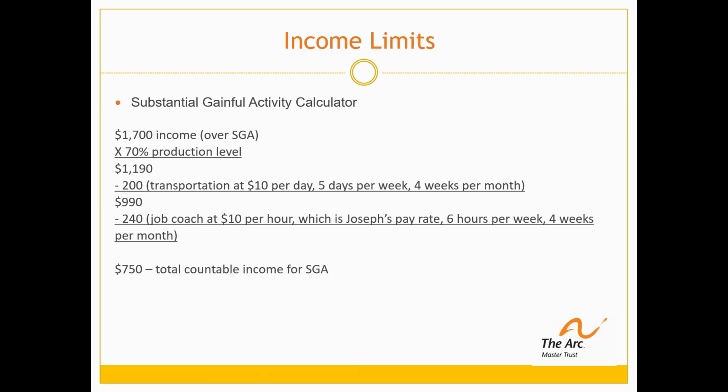This is how Social Security could calculate his income to decide if he was working over SGA. We take his gross income, the $1,700, that's over SGA. We apply that 70% production level. We apply the transportation costs as well as the job coach. And at the end of that calculation, Social Security can only view $750 as his total countable income for SGA.